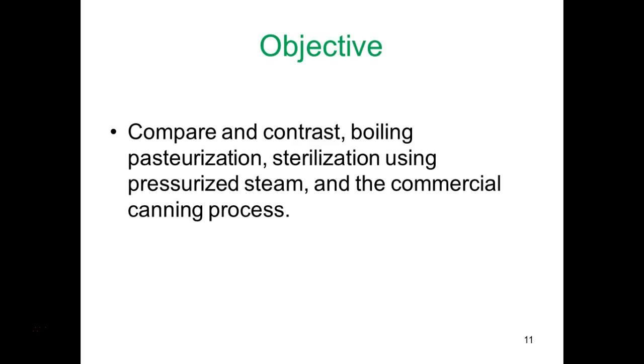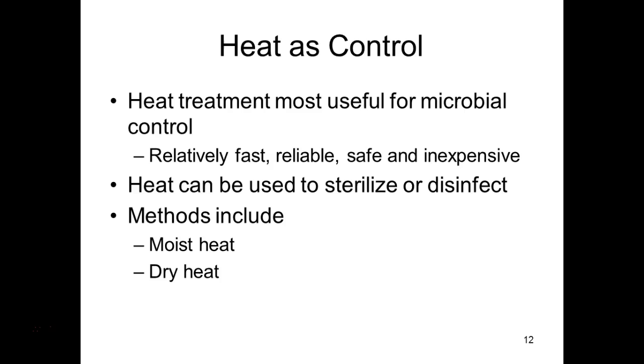What do things like boiling and pasteurization, sterilization using steam, and this commercial canning process that we use, how do these things work? So there are different types of heat, okay? And it is the most commonly used form of microbial control. It's relatively fast, reliable, safe, and inexpensive. It can be used to sterilize or disinfect. It just depends on what you're doing and how you're doing it, what level of heat you're using.